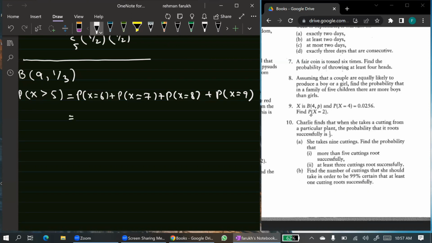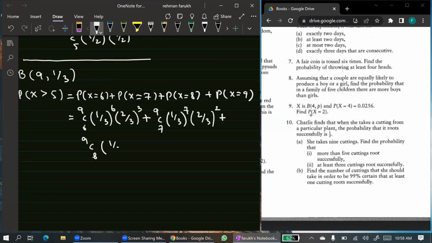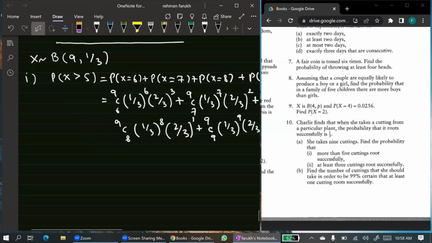The formula is nCr, that is 9C6, 1 by 3 power 6, and the probability of failure is 1 minus 1 by 3, 2 by 3 power 3, plus 9C7, 1 by 3 power 7, and 2 by 3 power 2, plus 9C8, 1 by 3 power 8, and 2 by 3 power 1, plus 9C9, 1 by 3 power 9, and 2 by 3 power 0. We will put this expression into the calculator to get the final answer.